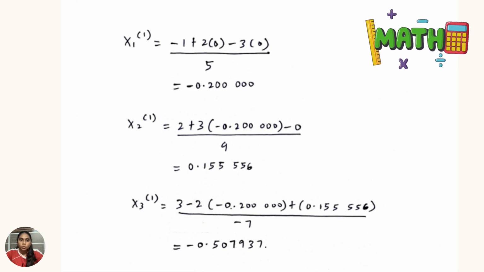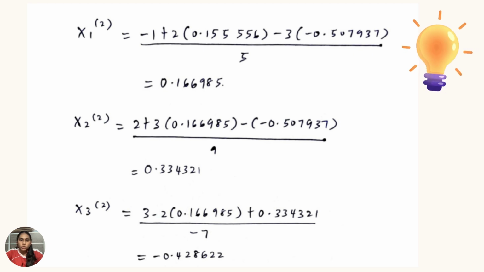After substituting, for x1 we get negative 0.2, for x2 we get 0.155556, and for x3 we get negative 0.507937. After that we do the second iteration. For that we don't substitute the initial approximation; instead we substitute the values we got in the first iteration for x1, x2 and x3.